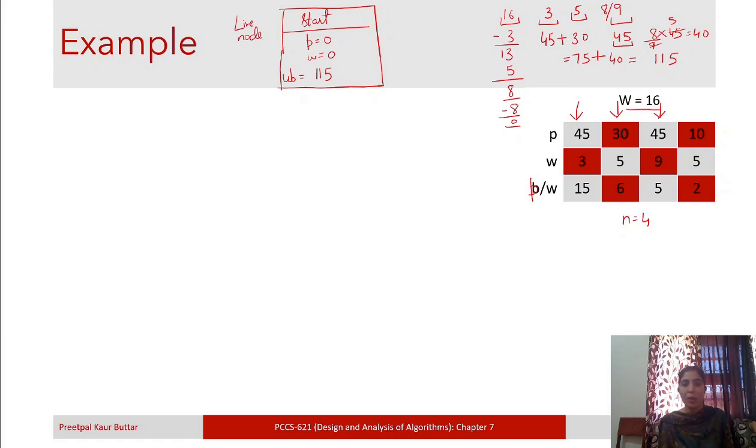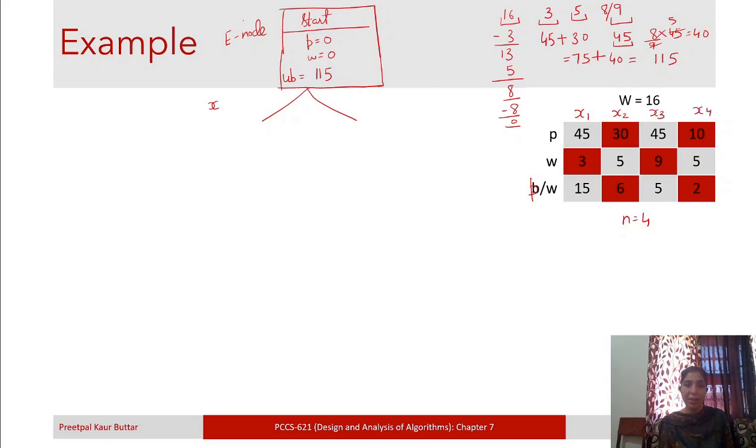Now, because this is the only node, we will explore it, so this will become our E node. The E node is the node whose children are being explored. Here this E node will have 2 children. Let me name these items: this item is x1, this item is x2, this item is x3 and this item is x4.